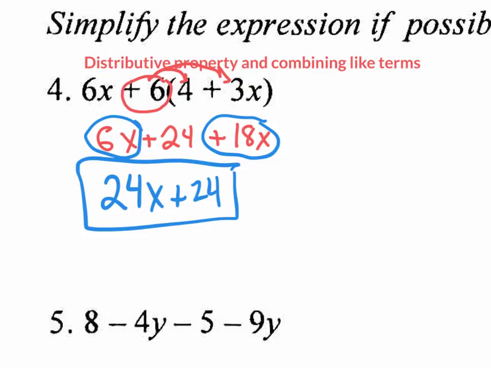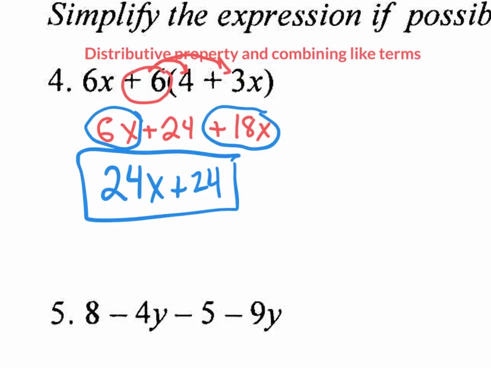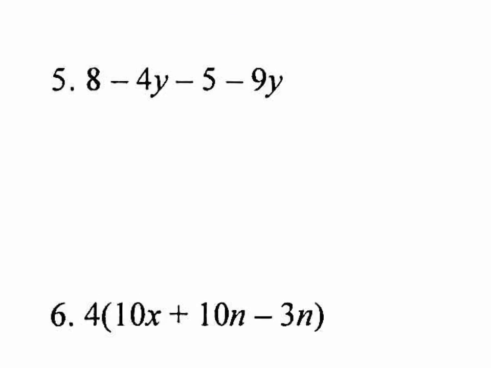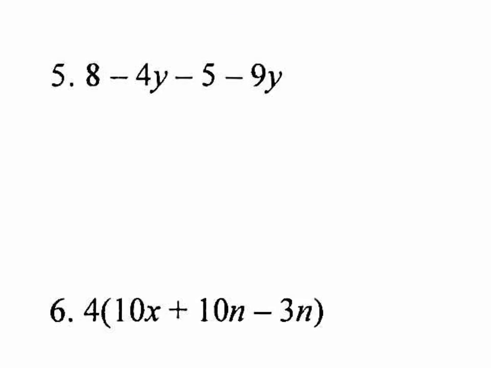I mean, whoa, that's bad. There's a lot of these that you're just simplifying. Number 5 is just simplifying. Number 6 is just, there's so many that are so easy that are simplifying. All you have to do is look and see if there's any distributive property, look and see if there's any combining like terms.